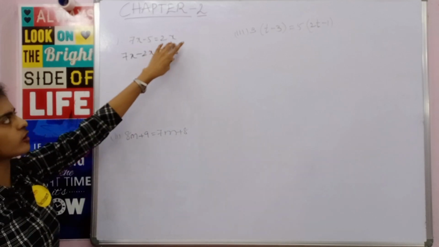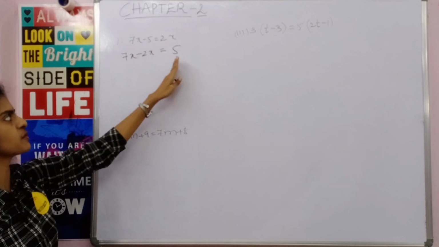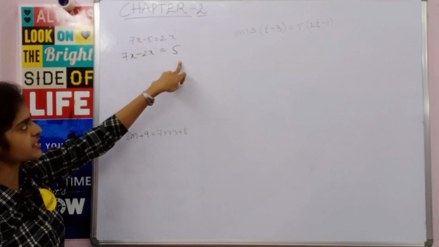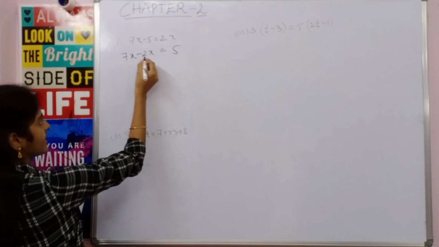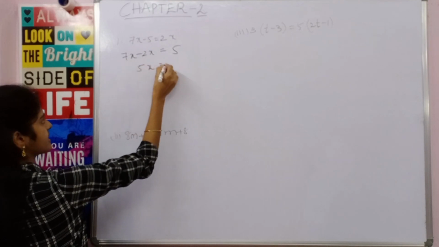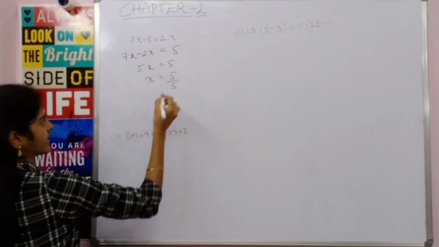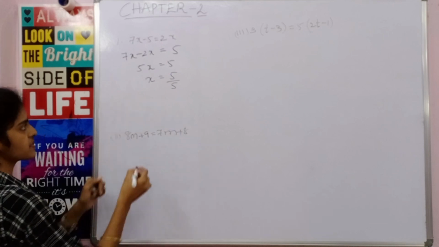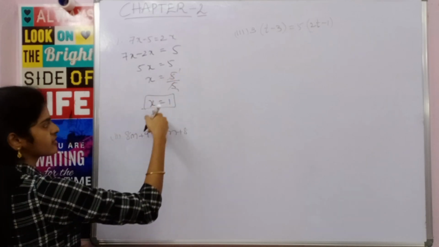We are bringing all the variables to one side. So 2x becomes minus 2x since it is transposing to the other side. And minus 5 is a constant, so I am transposing it to the RHS. So it becomes plus 5. Okay. So 7x minus 2x is 5x equal to 5. Now I want the value of x. So it is 5 divided by 5, since 5 is multiplication here, so it goes to the other side and becomes division. So x equal to 1. Okay. So 5 ones are 5. So x equal to 1.